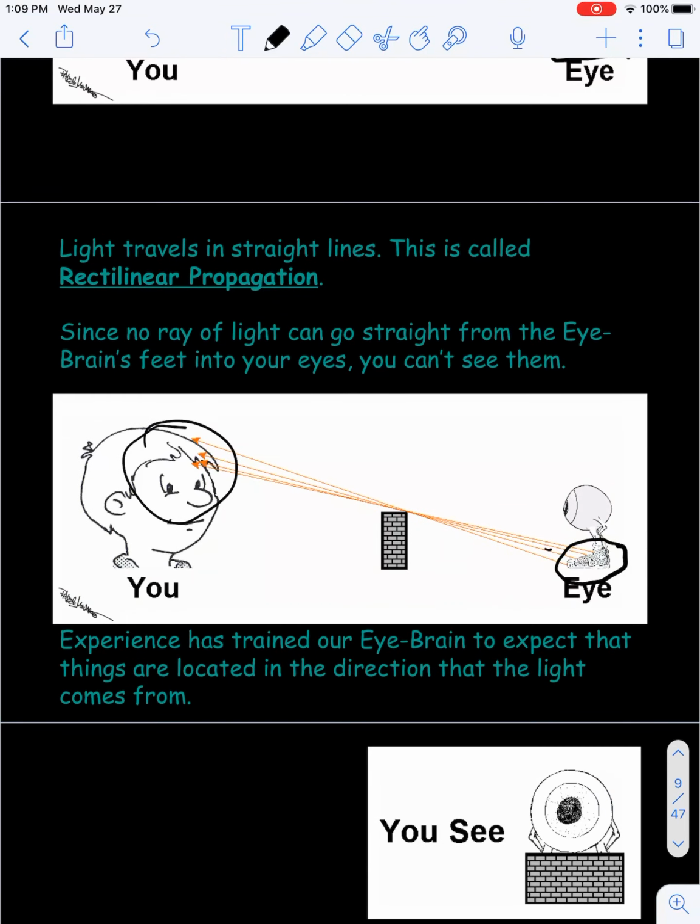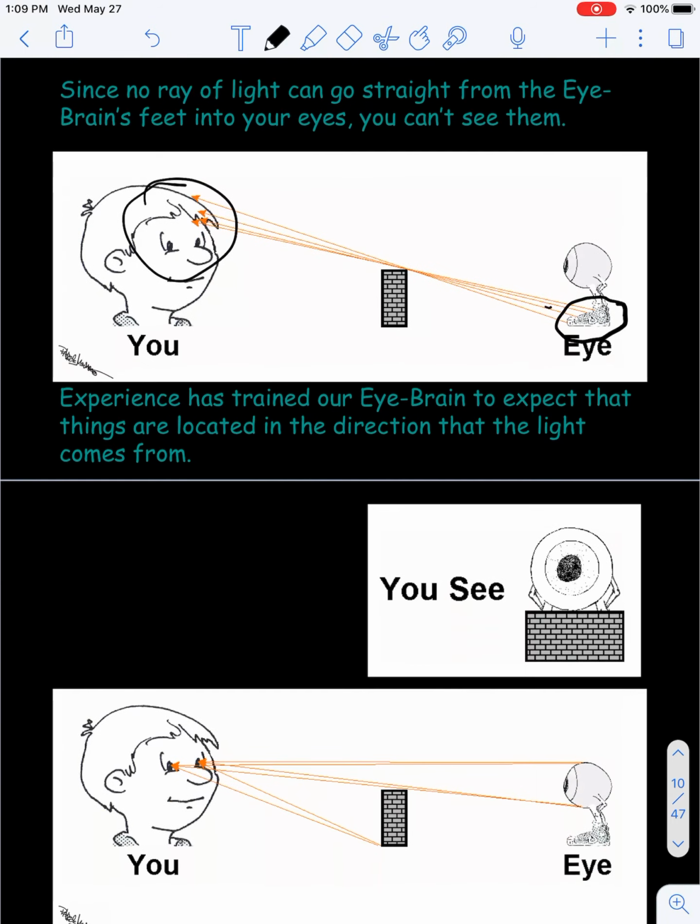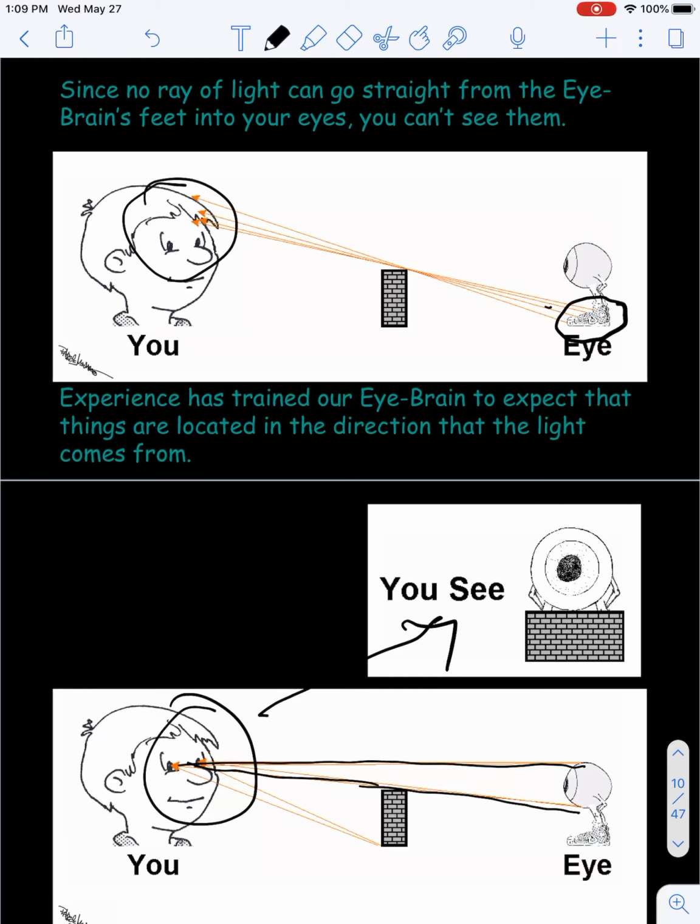Experience has trained our eye-brain to expect that things are located in the direction that the light comes from. So what would we see? In this instance, this is what it would look like. This is what this person would see. They would not see feet, they would just see the eye. If we look, where does a straight line go? It goes from below the eye. We can draw a straight line from below the eye into his eyes and above the eye. So he would just see this part of the eye and no more.